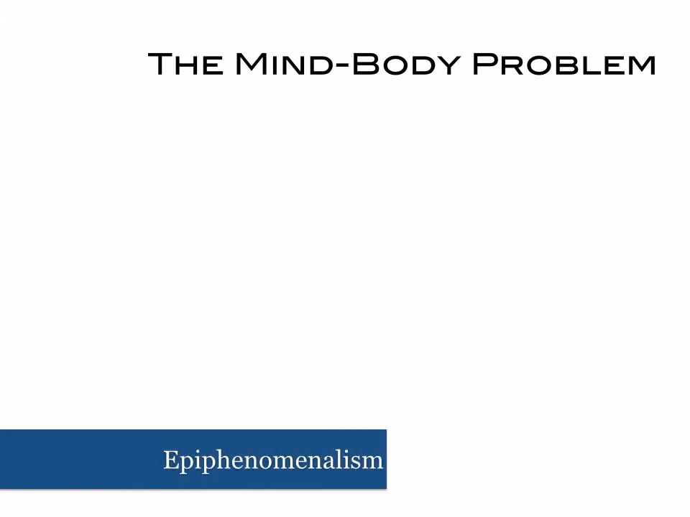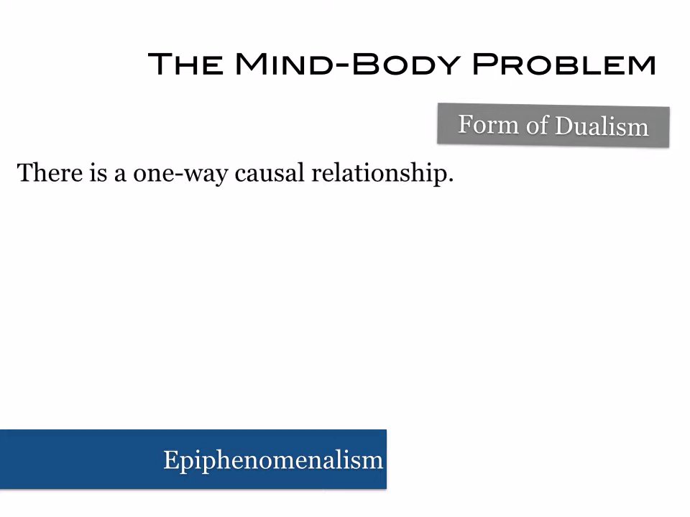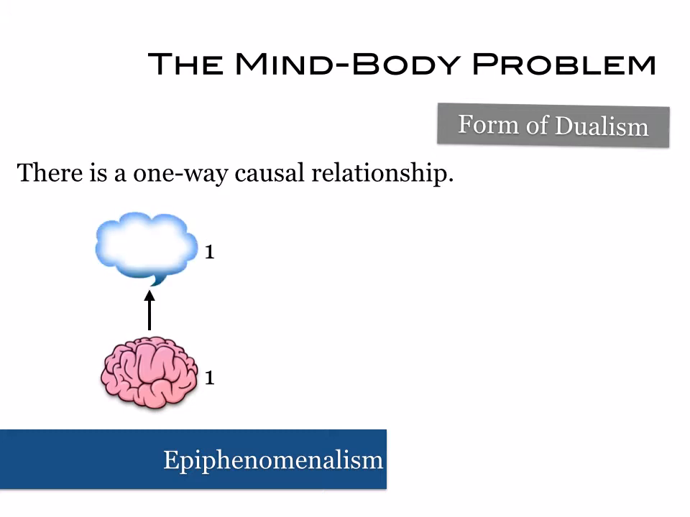The third position, epiphenomenalism. One thing to say about this is that it is a form of dualism, because it acknowledges that there is such a thing as mental states. Mental states aren't just part of our imagination, they really do exist. But the difference between epiphenomenalism and other forms of dualism is that there's only a one-way causal relationship. You have brain state 1, that can cause mental state 1 to happen, but the mental state will never be able to cause anything to happen in the physical world.